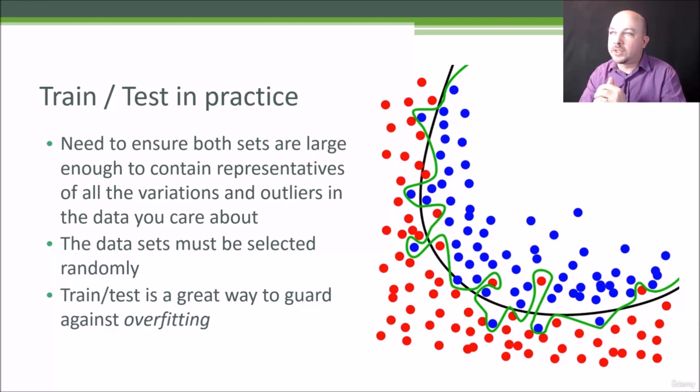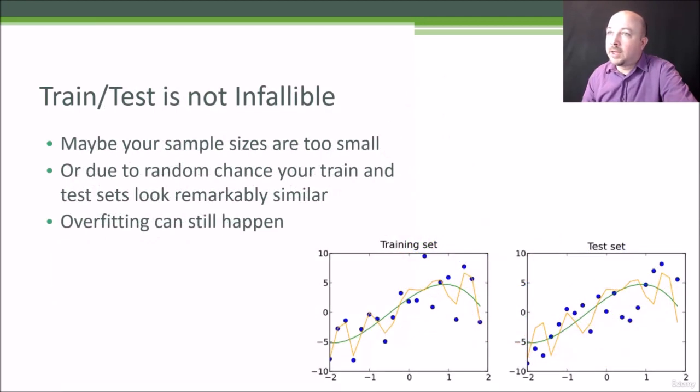So if your model is overfitting and just going out of its way to accept outliers in your training data, well, that's going to be revealed when you put it against an unseen set of testing data, right? Because all those gyrations for outliers won't help with the outliers that it hasn't seen before. Now, train/test isn't perfect. You can get misleading results from it. Maybe your sample sizes are too small, like we already talked about, or maybe just due to random chance, your training data and your test data look remarkably similar. They actually do have a similar set of outliers, and you can still be overfitting. Who knows? It can happen.